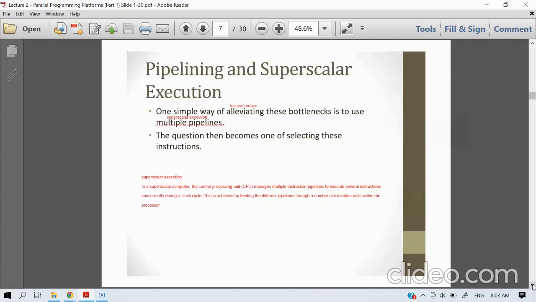In a superscalar computer, the central processing unit or CPU manages multiple instruction pipelines to execute several instructions concurrently during a clock cycle. This is achieved by feeding the different pipelines through a number of execution units within the processor. So superscalar consists of multiple pipelines being executed concurrently during a clock cycle. Okay.